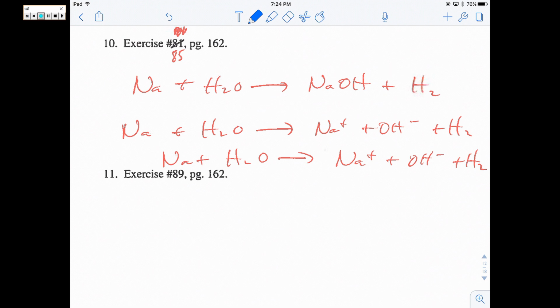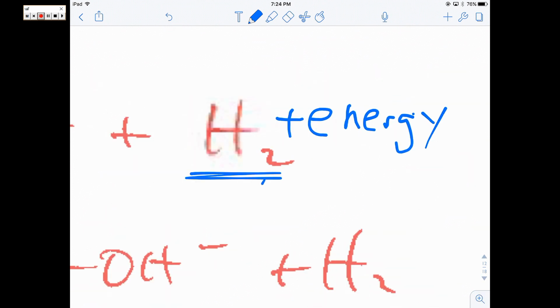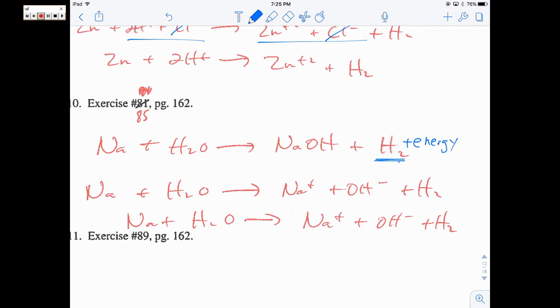If you've ever seen a video of sodium being thrown into a bucket of water and there being a pretty violent explosion, it's because there's all this hydrogen produced, and this is actually an exothermic reaction. There's a lot of energy produced in this reaction.